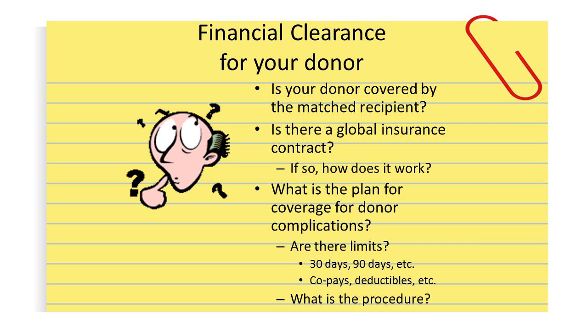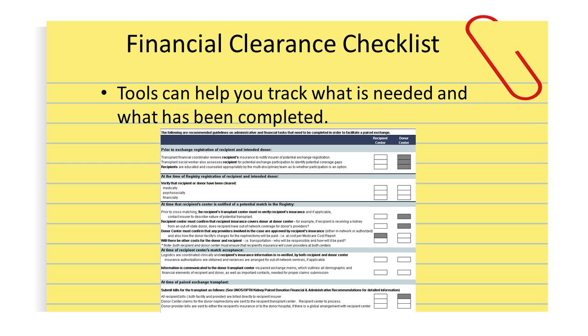When we're financially clearing our donor, we want to ensure that our donor is covered by whomever the recipient they are matched with. And again, is there a global insurance contract in place? And what is that coverage for donor complications? Also, what is the procedure? If my donor here in New Jersey is experiencing a complication, how am I going to be billing another recipient out of state or at another center? I need to be able to understand how to communicate that and how to execute that if in fact that happens. I'll talk a little bit about the specifics of that, but those are elements that you want to ensure you're screening for up front when you're performing your financial clearance.